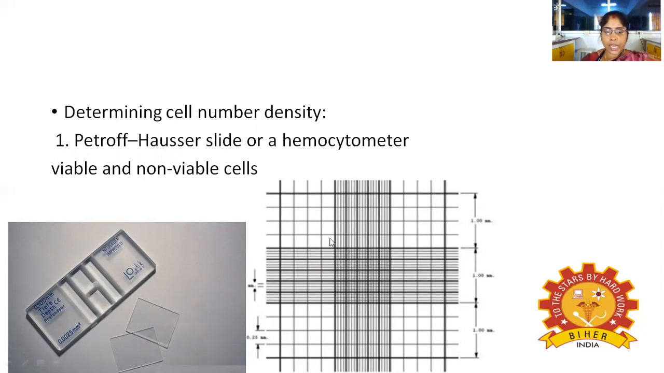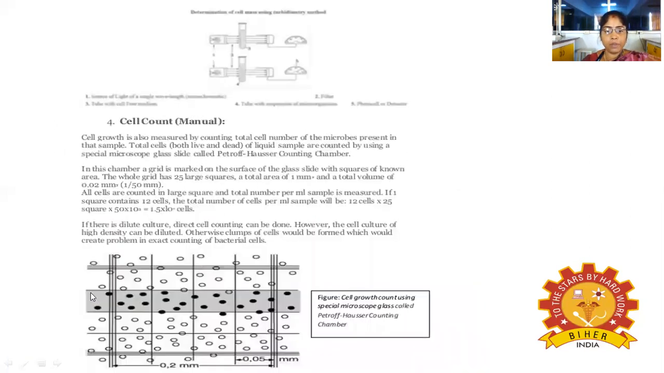So this is an empty hemocytometer for counting of squares. In this case, if we place a microorganism over here, once it has been covered with the cover slip, the microorganisms will be smudged. Right? Once it has been smudged, the number of cells can be counted like this under the microscope. So this is your Petroff-Hausser slide; if we pour the microbial culture here and visualize it, it will show both viable as well as non-viable cells.